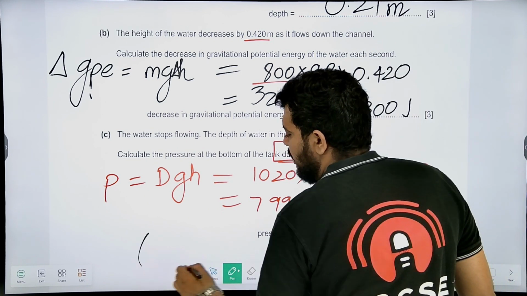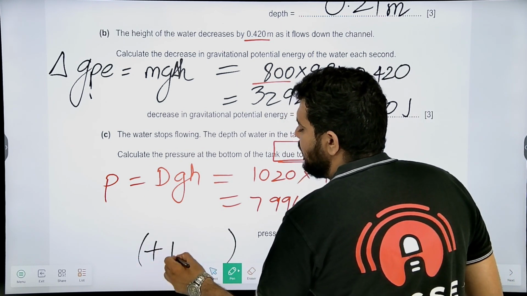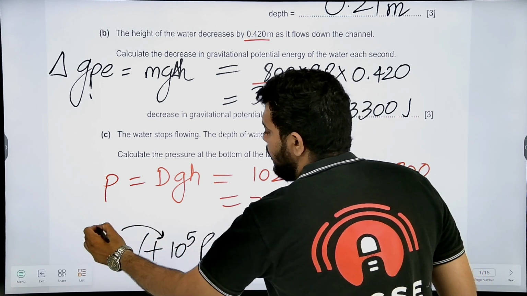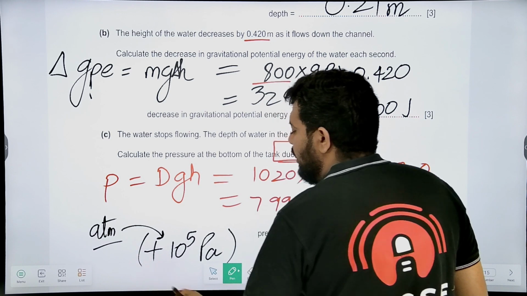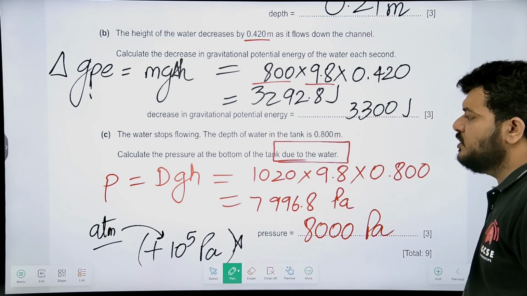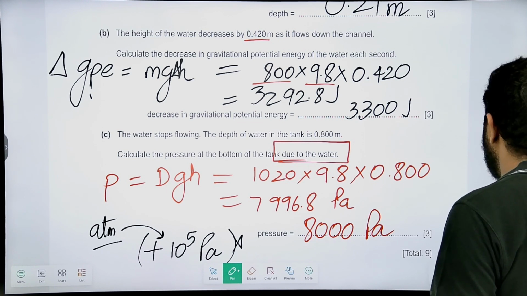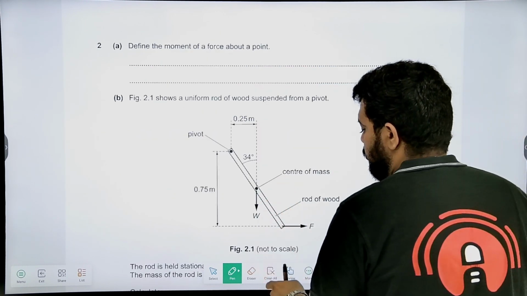In this case, if that was given, you would add 10 to the power 5 Pascal. This is nothing but atmospheric pressure. Here you don't have to use this because of the water. In case you had to find the total, you would use that method.